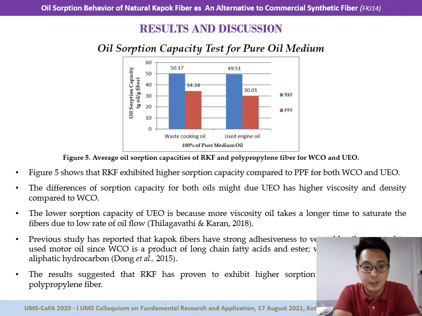Previous study also reported that kapok fiber has strong adhesiveness to vegetable oil compared to used motor oil, since waste cooking oil is a product of long chain fatty acids and ester, whereas used engine oil consists of aliphatic hydrocarbon. The results suggested that the raw kapok fiber has proven to exhibit higher sorption capacity compared to the polypropylene fiber.